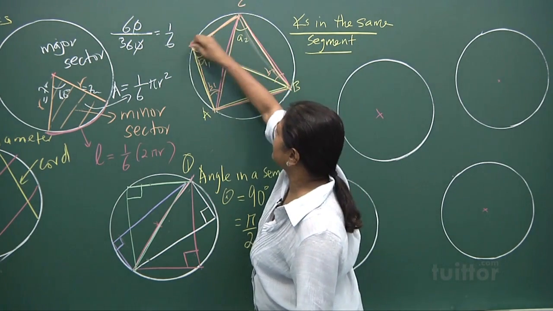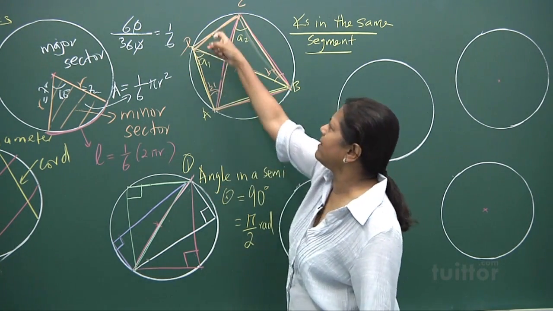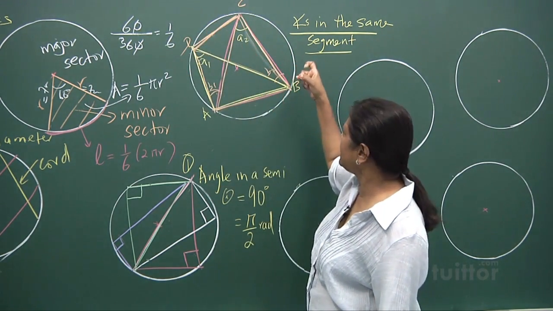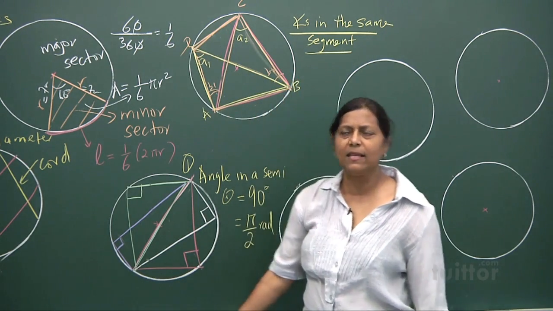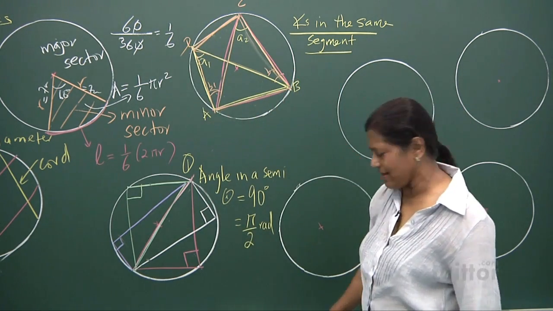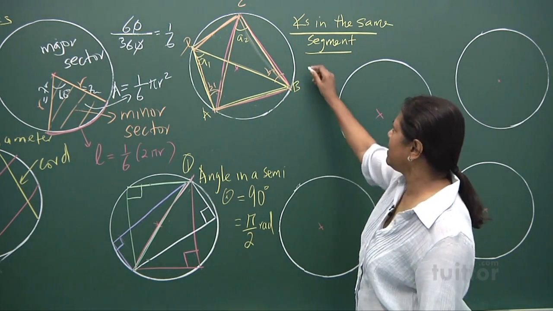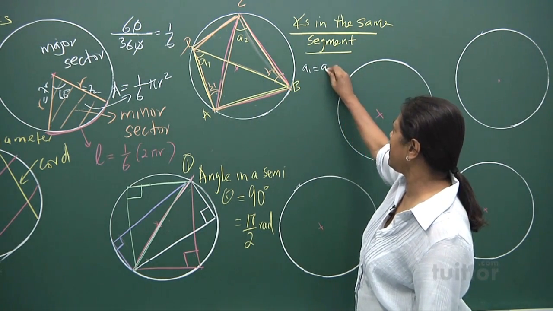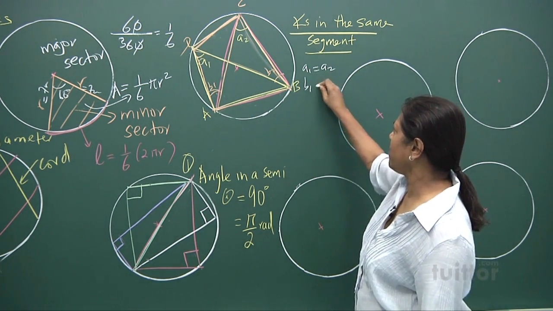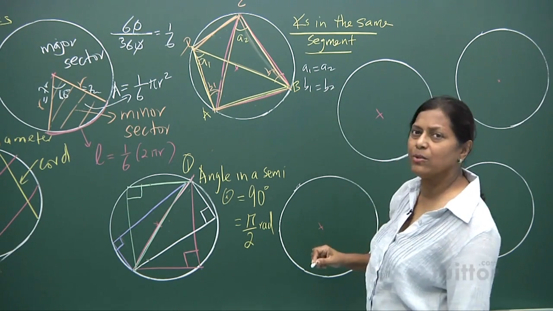I call it CD. So B1 is looking at CD, B2 is looking at CD. We call them angles in the same segment. Let me write it down: A1 equals A2, and you found your B1 equals B2.